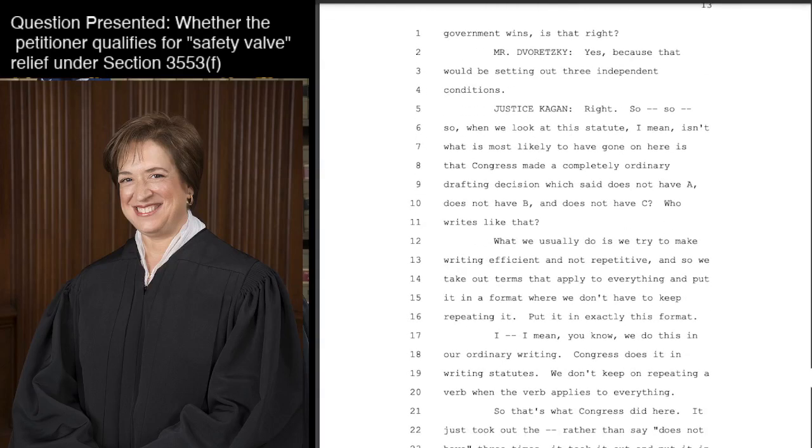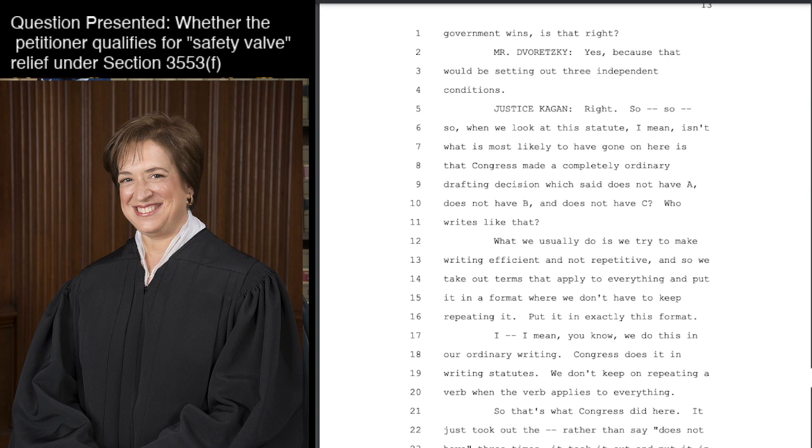Yes, because that would be setting out three independent conditions. Right. So when we look at this statute, isn't what is most likely to have gone on here that Congress made a completely ordinary drafting decision which said does not have A, does not have B, and does not have C. Who writes like that? What we usually do is we try to make writing efficient and not repetitive, and so we take out terms that apply to everything and put it in a format where we don't have to keep repeating it. Put it in exactly this format.